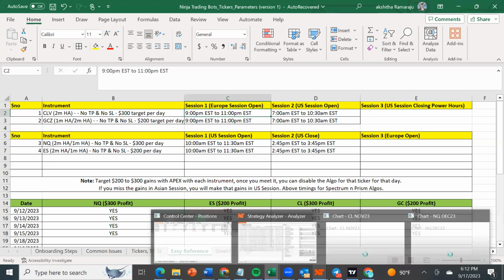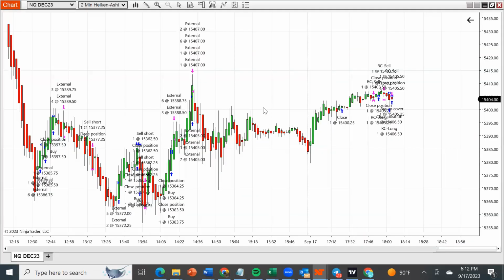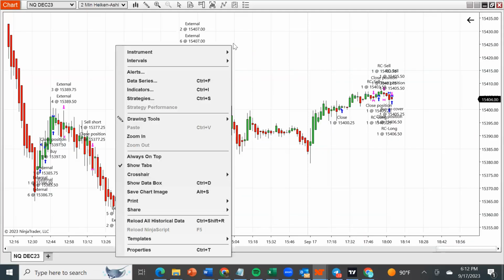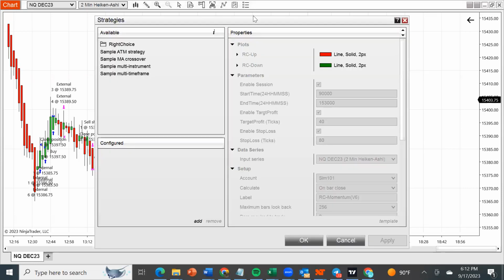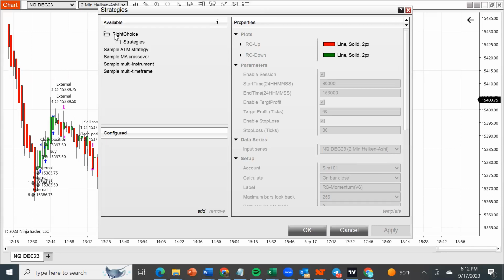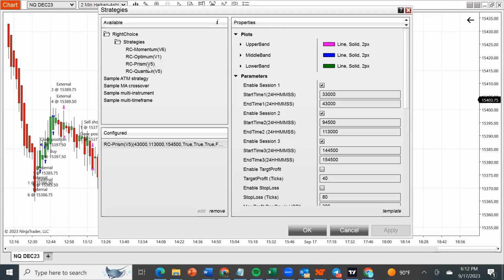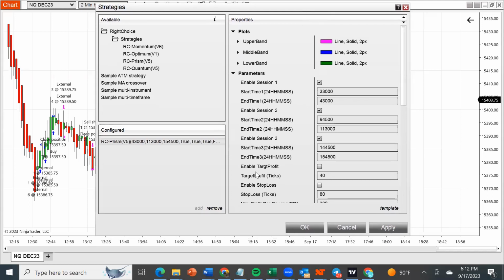Once we have the NQ chart, you will right click on the chart and select strategies. Once you have strategies, you will click on it and select the latest Prism version. Once you test it, we will give you Spectrum. First, we want you to get comfortable with this one.